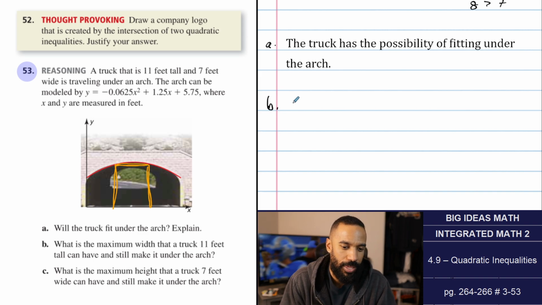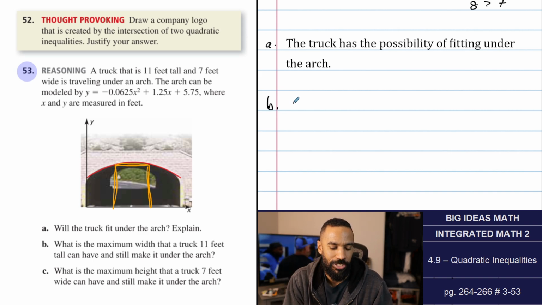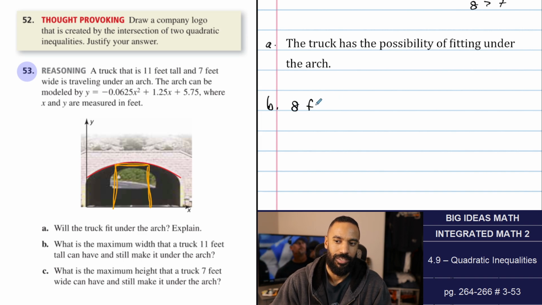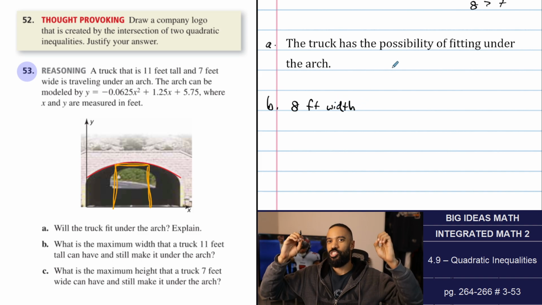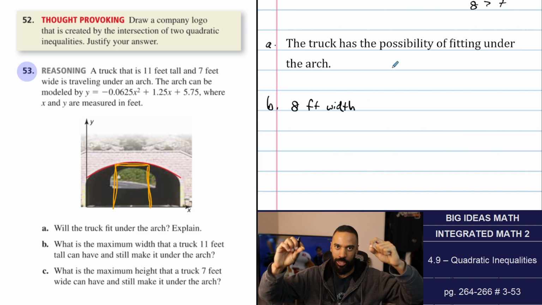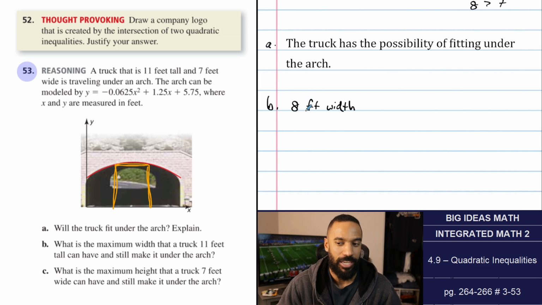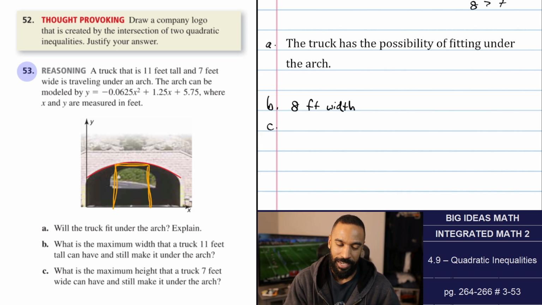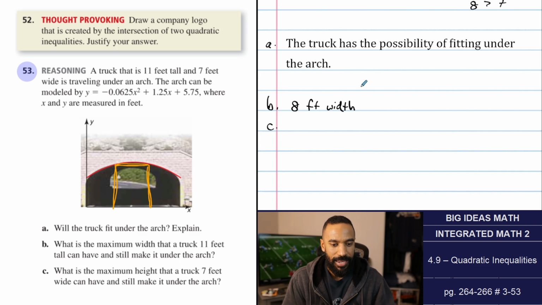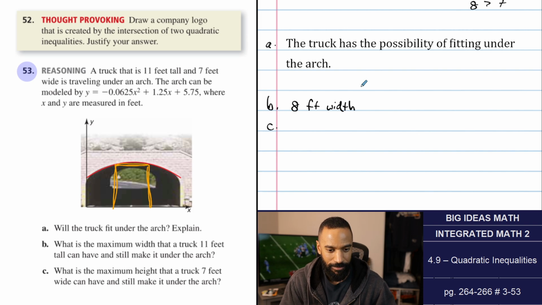What is the maximum width a truck 11 feet tall can have and still make it under the arch? So 8 feet. Now that's with its corners actually scraping the roof. It should really be less than 8 feet, but they did say a maximum. So I'm not going to say 7.99 or something. What is the maximum height a truck 7 feet wide can have and still make it in the arch? We didn't answer that question.